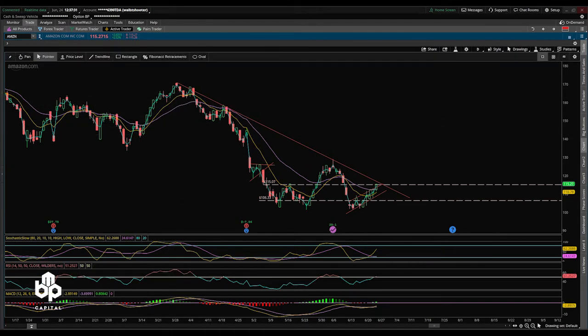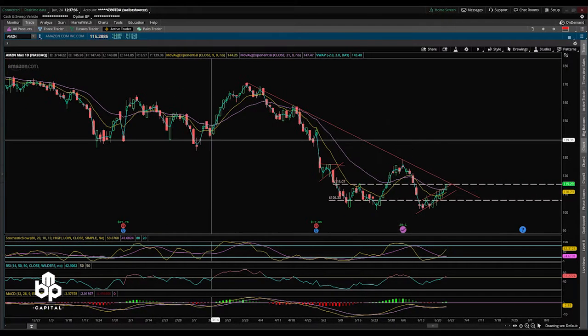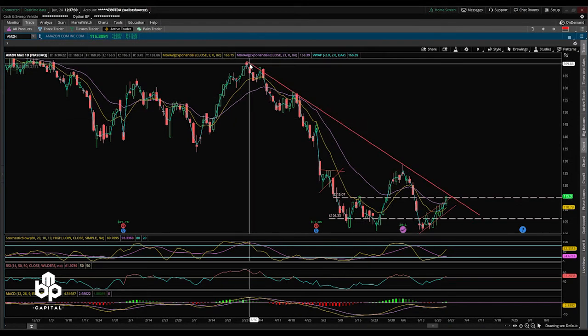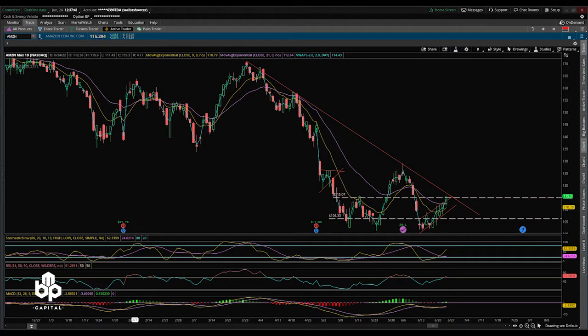So just bear with me and let's get into it. All right. First and foremost, for any flag pattern to happen, we need a flagpole, right?